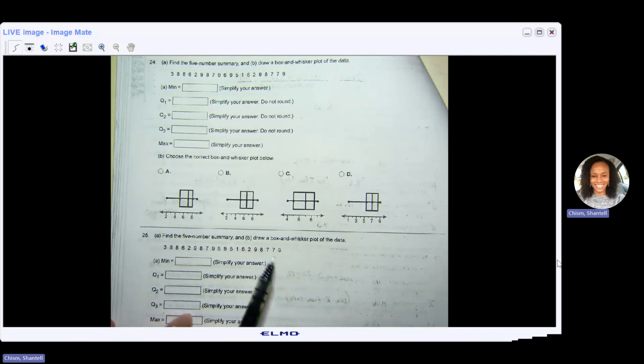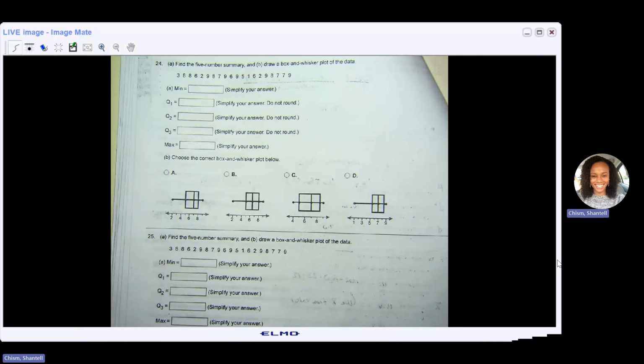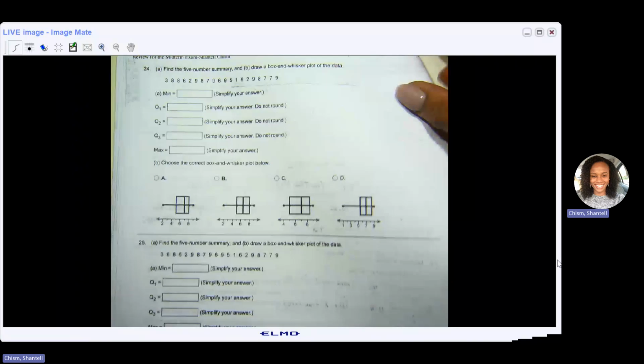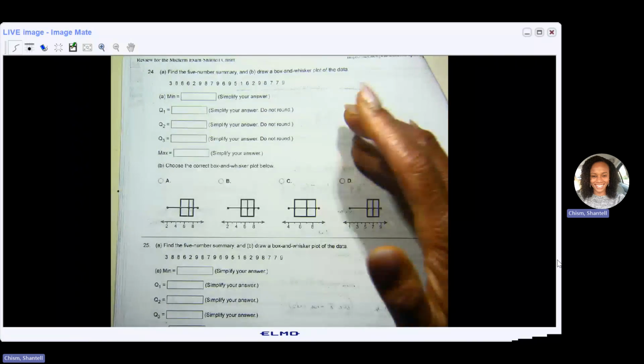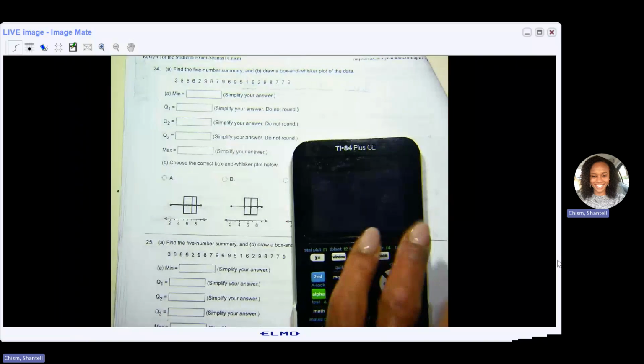388629879969516298298. That is the exact same data set. Wow, I've never seen that happen. So yeah, that's the exact same problem. On the exam, it would just be one of these. You wouldn't see both of these questions, okay? Somehow it's randomly generated the exact same. So I'm going to work number 24, and I'm not going to worry about number 25 because it's the same problem.